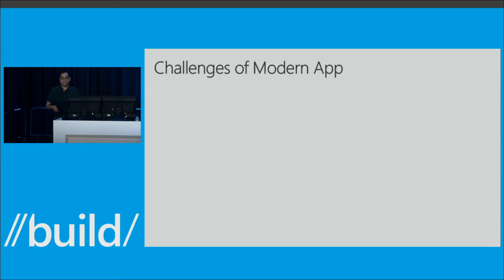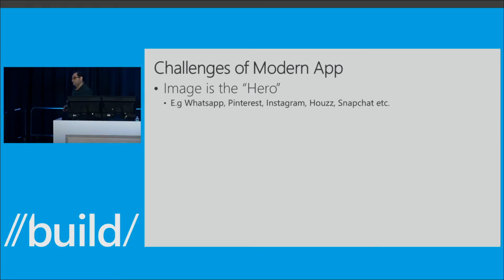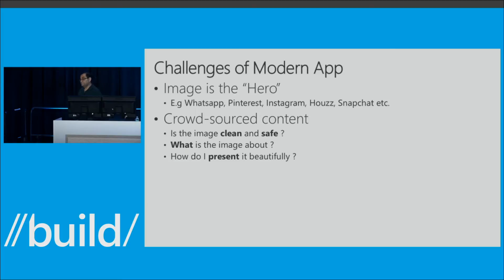So, the challenges of a modern app. There are 4 challenges of a modern app. The first is that images have become front and center of all applications. This is very critical because the cost of data transmission has become cheaper, and that's the main reason. The second is that most of the images are coming from a variety of sources. You are building an app, the images are being submitted by a third person, and you have to ensure that the image is clean and appropriate for others to see.